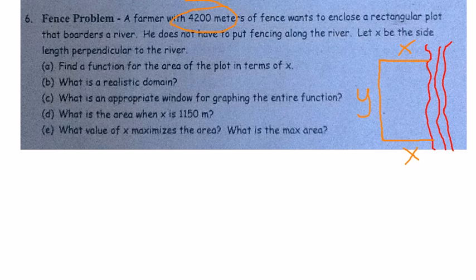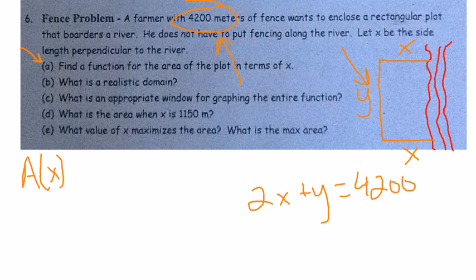They tell me that I have 4,200 meters of fencing. I want an equation, a function, that's based on x. So I want to know what is A of x. That's what part A is asking me. I need to have this side right here be in terms of x. So I'm going to call it y for now, and I know that all of those orange lengths add up to my 4,200. So I can write 2x plus y equals 4,200, because that's those lengths all added up.